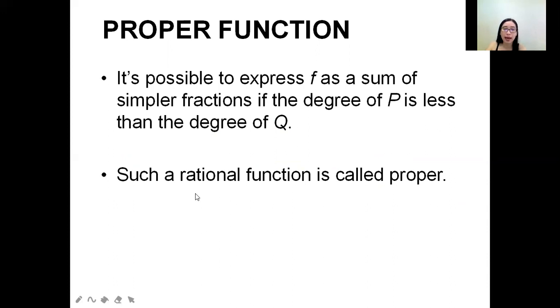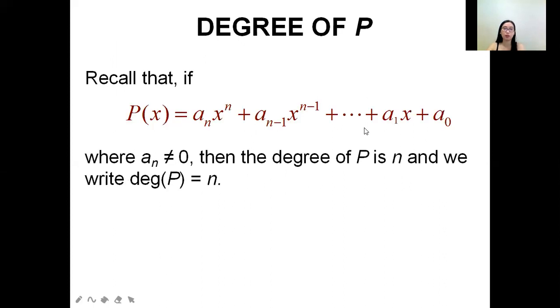So proper function, it's possible to express f as a sum of simpler fractions if the degree of p is less than the degree of q. Such a rational function is called a proper function. So, kung proper function siya, kung ang degree ni P is less than the degree of Q, or ang degree sa numerator is lesser than the degree ni denominator. Kaya kung dili, it is called an improper function, di ba?